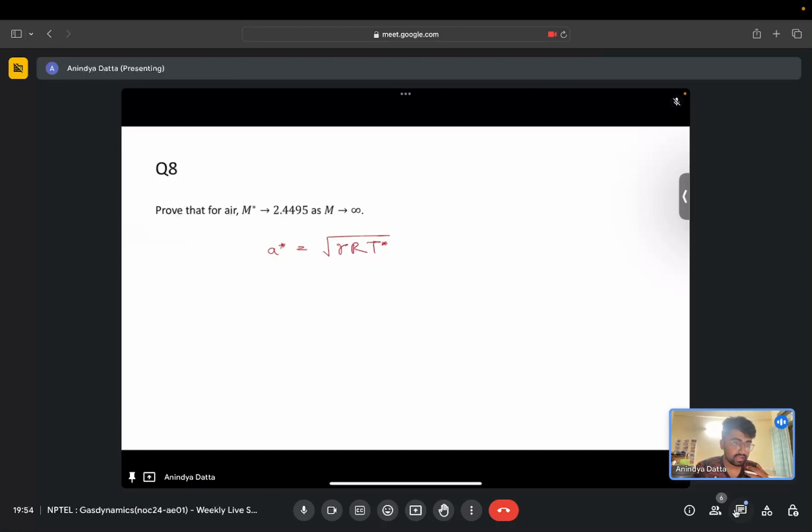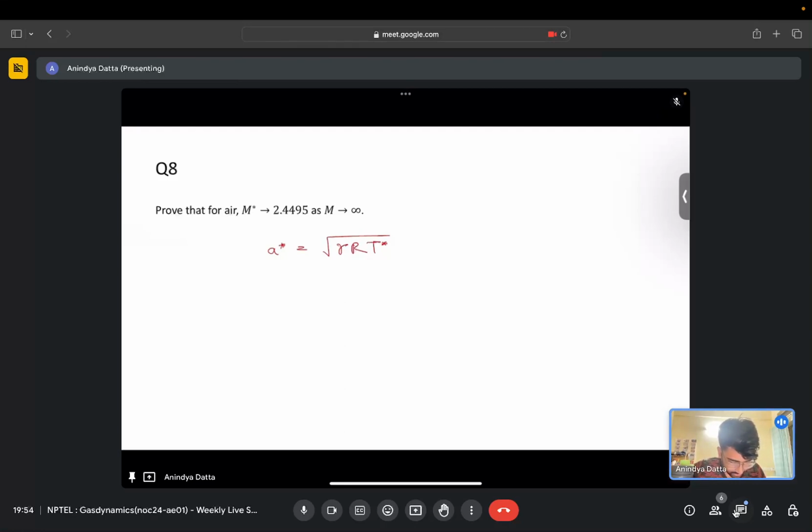Like for static temperature and static pressure we have reference conditions like stagnation properties. Similarly, for speed of sound we have another reference value, which is a star, computed based on gamma R T.